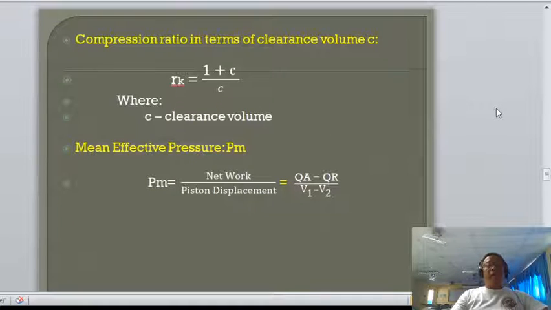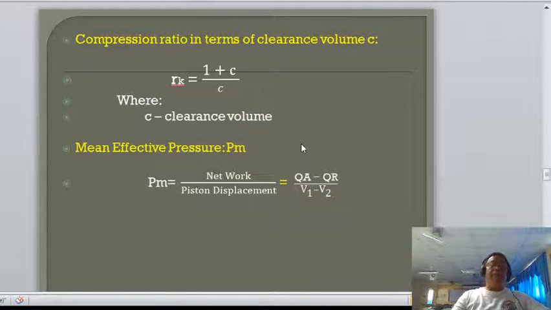Another, we have also the expression that defines the compression ratio in terms of the clearance volume. So, determining the compression ratio if clearance volume is given, that is Rk equals (1 plus c) over c. Take note that c is the clearance volume.